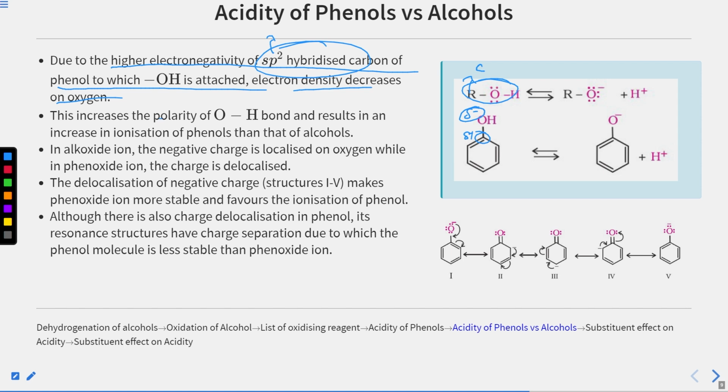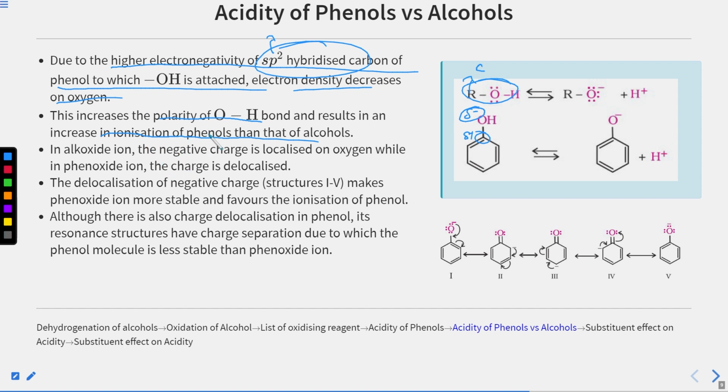Now this increases the polarity of the OH bond, and results in an increase in ionization of phenol. The OH bond polarity increases, which means the charge on oxygen increases and the positive charge on hydrogen decreases, and that will of course facilitate the removal of proton.